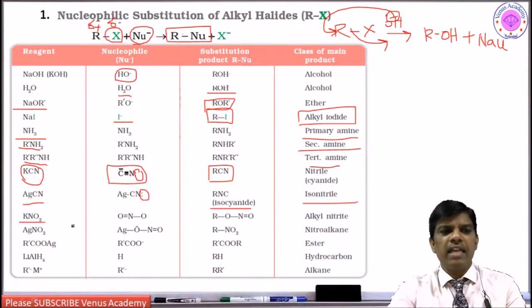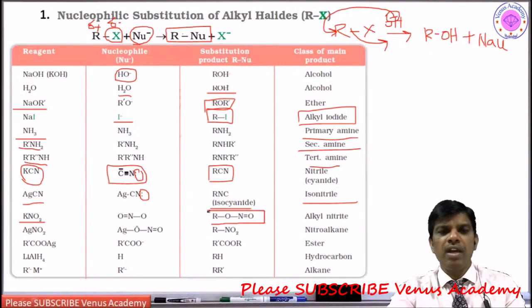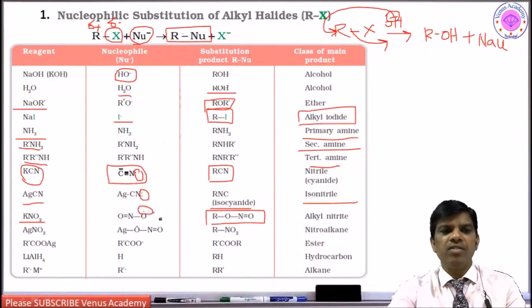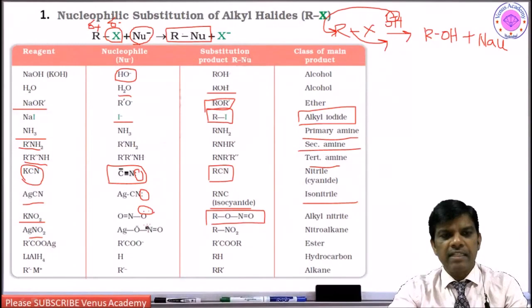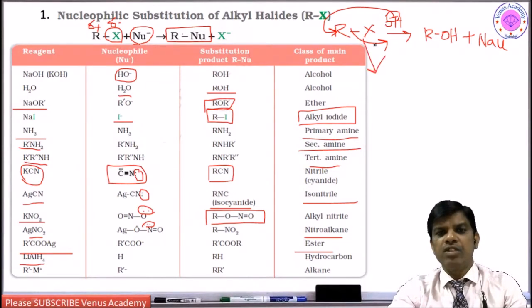In a similar manner, KNO2, potassium nitrite, gives alkyl nitrite, R-ONO, where the oxygen acts as the nucleophile and attacks the alkyl group. If I use silver nitrite, the nitrogen acts as the nucleophile and gives nitroalkane, RNO2. Similarly, silver acetate or carboxylate gives ester, through esterification. And if I use lithium aluminum hydride, it reduces the X group with hydrogen to give hydrocarbon, RH.